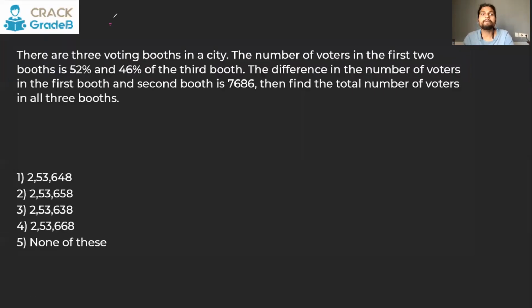Now, this is one of the very typical questions that they ask in these exams about the votings. There are 3 voting booths in the city. The number of voters in the first 2 booths is 52% and 46% of the third. So there are 3 booths. Booth number 1, booth number 2, booth number 3. So booth number 3, let's say, has 100x. Now, why am I starting with booth number 3? Because both are given as a percentage of third. So if third is 100x, first is 52% of it, that is 52x, and second has 46% of it, that is 46x.